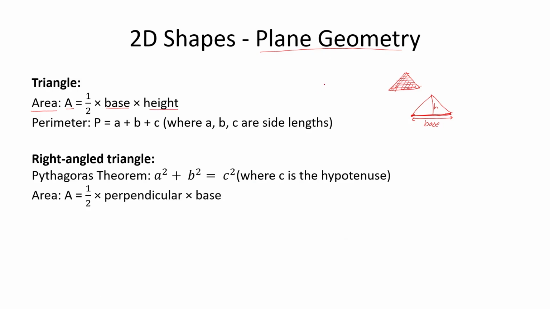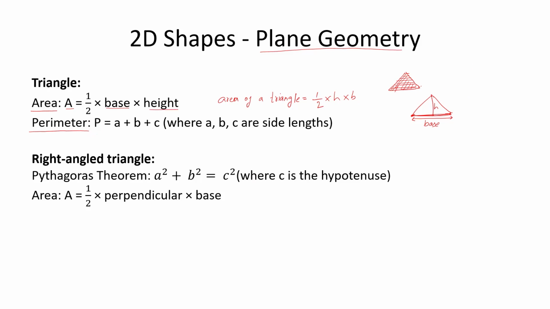So, how to calculate area? Area of a triangle is equal to 1 by 2 into H into B, height into base. From this point to this point, from this to this line is height, this to this is the base. So height into base. Next thing is perimeter. What is meant by perimeter?